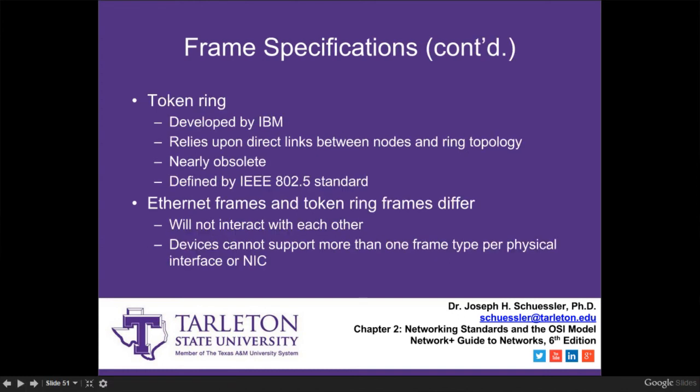The competing standard is Token Ring, which was developed by IBM and relies on direct links between nodes and is configured in a ring topology. It's nearly obsolete. There are very few situations where you might run into something like this. It's not interoperable with Ethernet, as I mentioned, so it has really died out. Token Ring was historically more expensive than Ethernet. Ethernet was always relatively inexpensive and performed well in most situations, so Ethernet ended up dominating in this field.